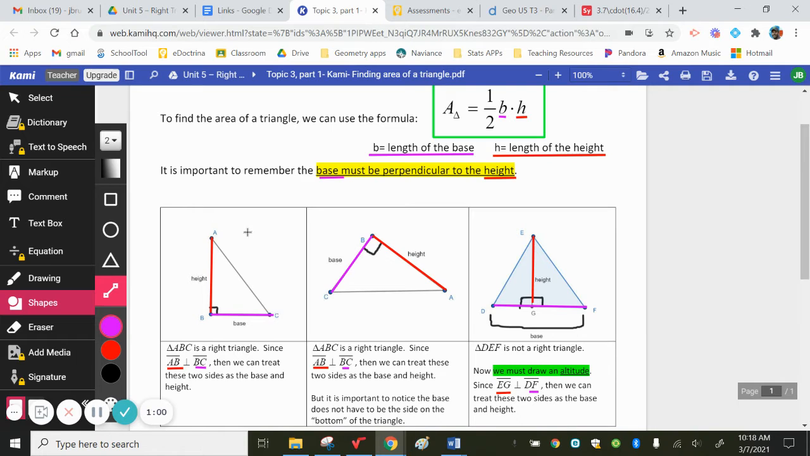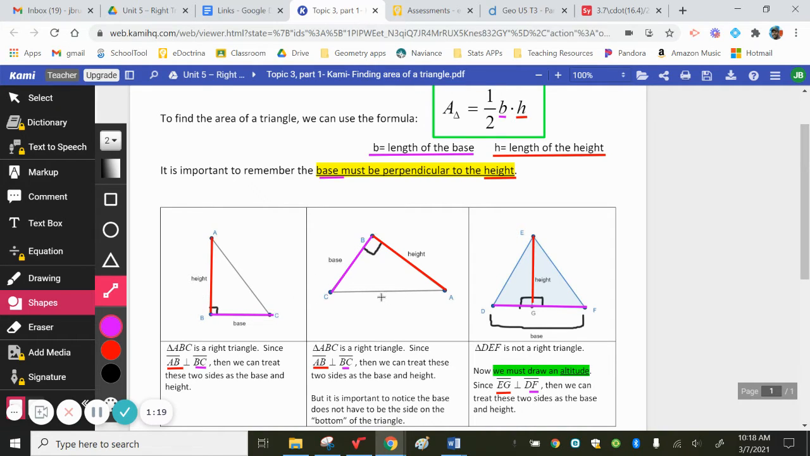Now, in this picture, you see triangle ABC is a right triangle. There's a little right angle symbol here. And so we know since the line AB and the line BC, those segments, are perpendicular, then we can treat these two as the base and the height of the triangle.